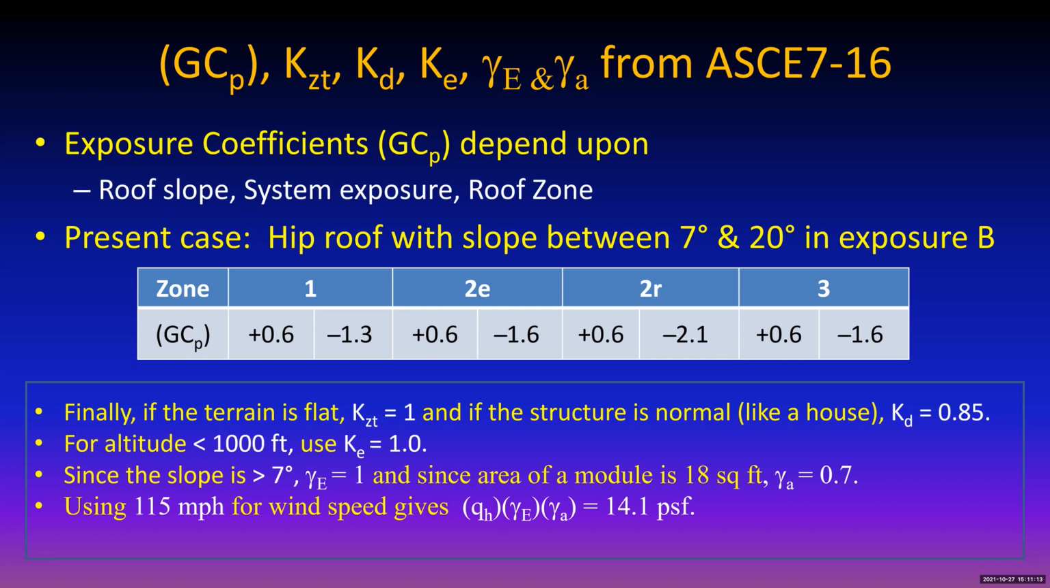If the slope is greater than 7 degrees, then this gamma relates to the area of a module. So gamma sub A is 0.7. And again, these are lookups in chapters mostly 26 and 31. I can't remember the exact chapters. In any case, if you have 115 mile-an-hour wind speed, and I use that because that's pretty typical in the Northeast, then your QH times gamma E times gamma A is about 14.1 pounds per square foot.